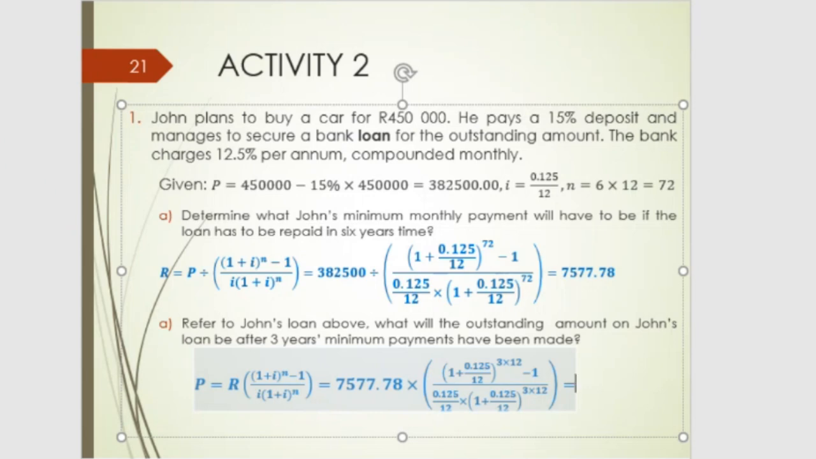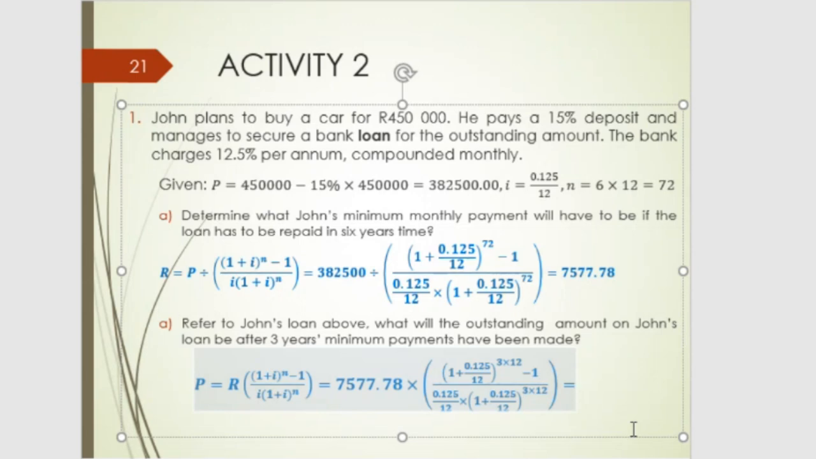7577.78. Okay, then open brackets, it's 1 plus 0.125 below is 12, then close brackets, the power of 3 multiplied by 12, that's 36, then going down minus 1.